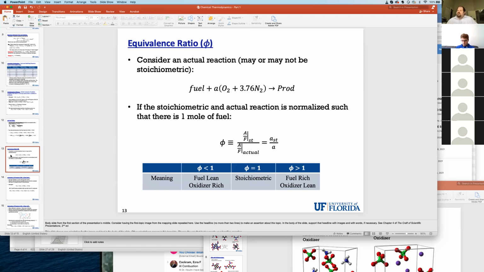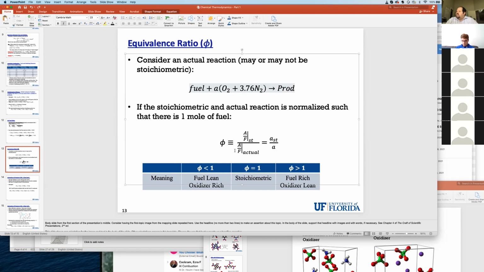Now in combustion, you will very commonly see a very important parameter. It's used way more often than the air-fuel ratio, though the air-fuel ratio is used a lot in car engines and things like that. For the equivalence ratio, first you consider the actual reaction, which may or may not be at stoichiometric conditions. We can consider 1 mole of fuel plus A units of air, and that goes to products, whatever those products are for those particular conditions. If the stoichiometric reaction and the actual reaction are normalized such that there's 1 mole of fuel, the equivalence ratio is defined as the stoichiometric air-fuel ratio divided by the actual air-fuel ratio.